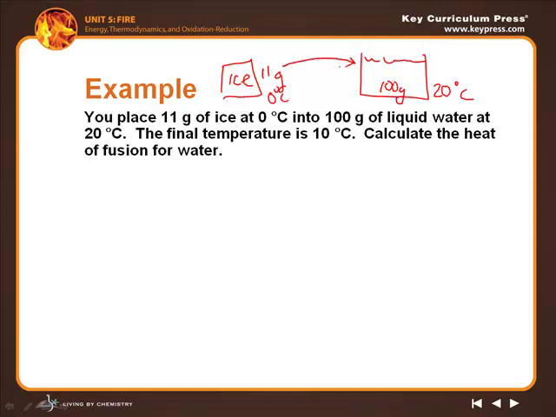0 degrees Celsius is the melting point of ice, so it should be all solid in this case. The final temperature when you mix these together is 10 degrees Celsius. So it asks us to calculate the heat of fusion for water. Heat of fusion is the amount of heat needed to melt the ice, for example. So to do this, what equation do we use? The Q equation.